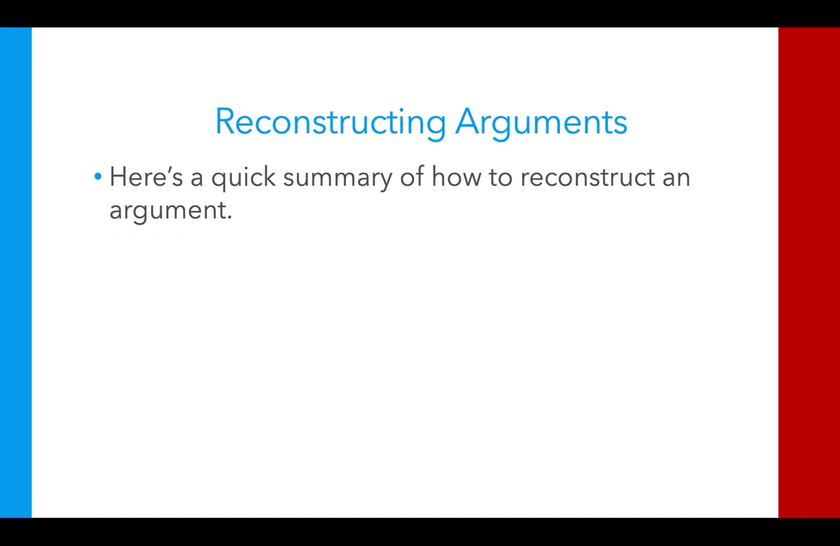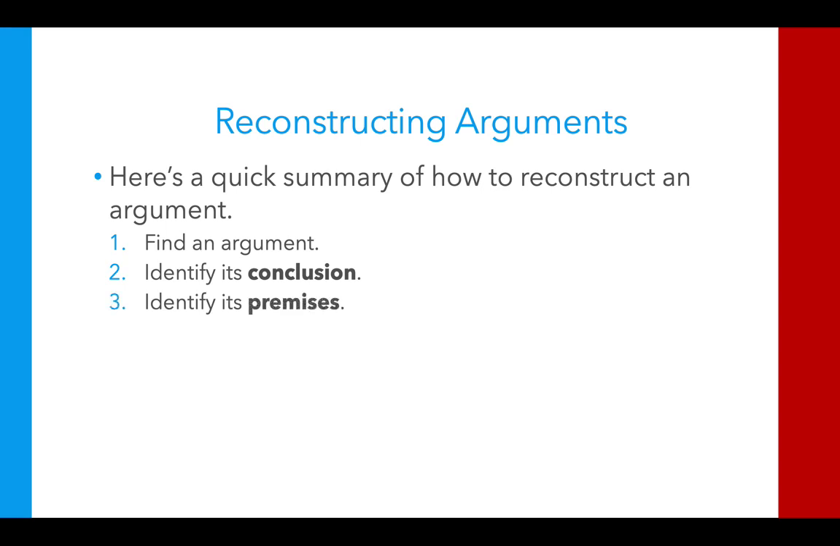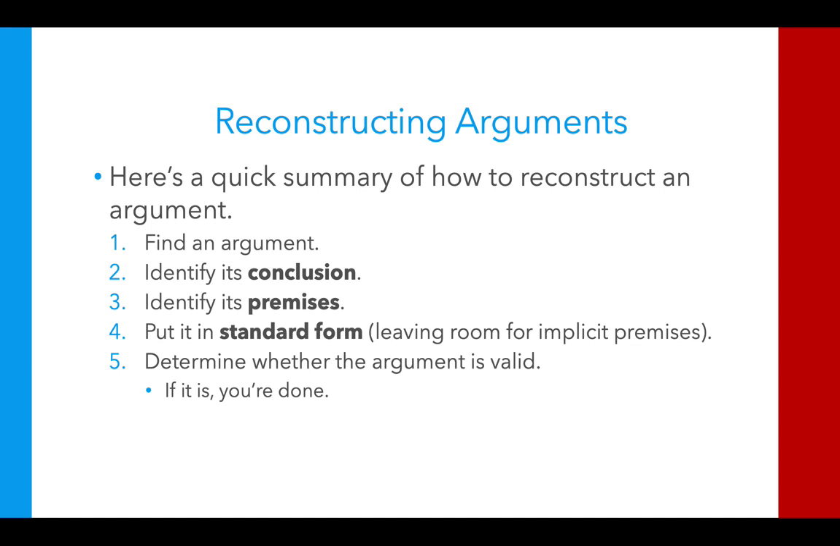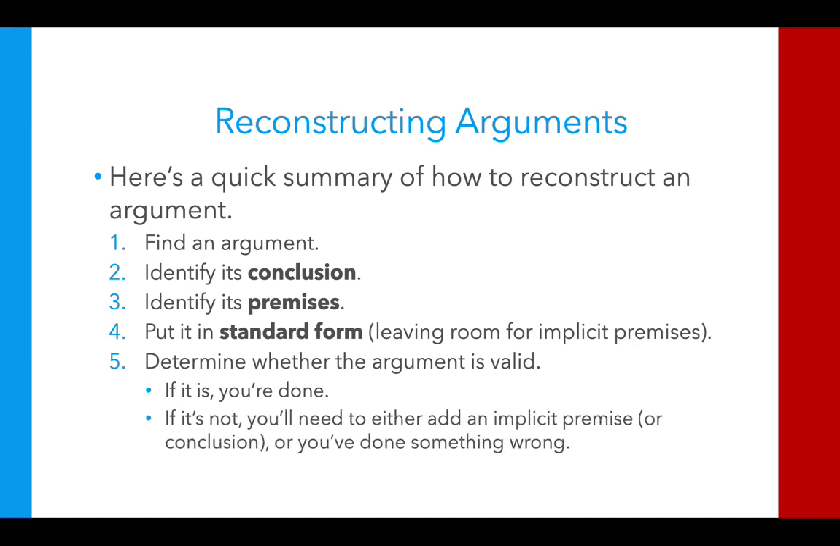Okay, so to summarize, first step, find the argument. Second, identify the argument's conclusion. Third step, identify the argument's premises. Fourth step, put the argument in standard form, leaving room for any implicit premises that might be there. Fifth, determine whether the argument's valid. If the argument is valid at that point, you're done. If it's not, then you'll need to either add an implicit premise or implicit conclusion.